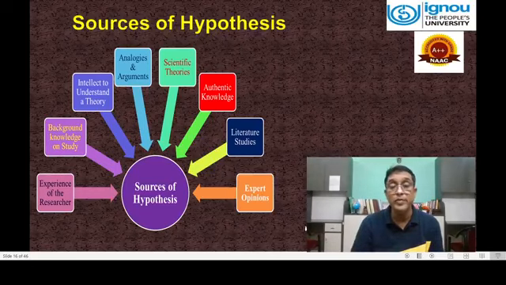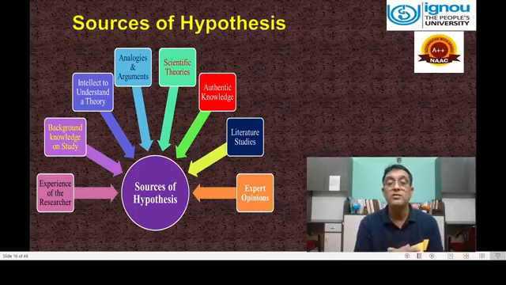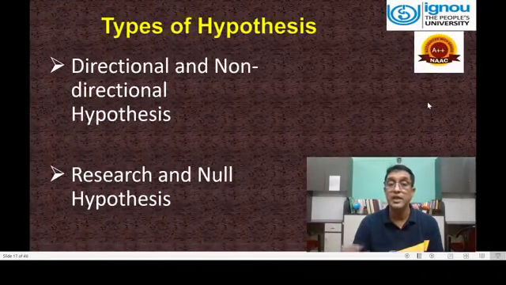Then expert opinion, the expert in the subject. Expert opinion is also another important source for stating the hypothesis. Many a time you can also develop certain discussions with the subject experts. They can also help you and tell you how you can state the hypothesis.